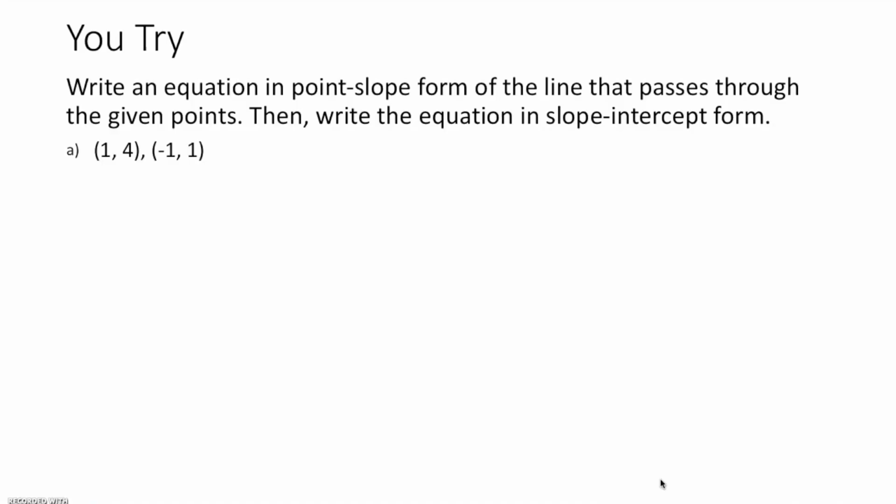You try! Okay, we're doing the same thing here. In order to put it into point slope form, we need a point and we need a slope. So what's our point? Sure, we'll pick this to be our x sub 1 and our y sub 1. So that's going to be our point.